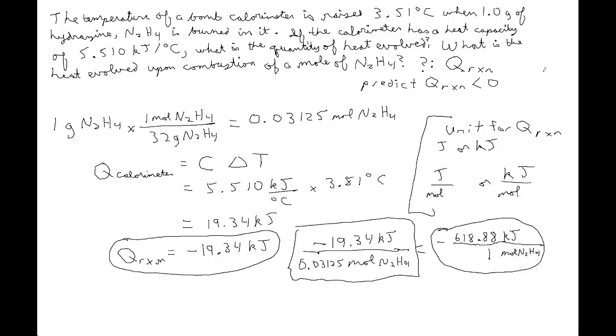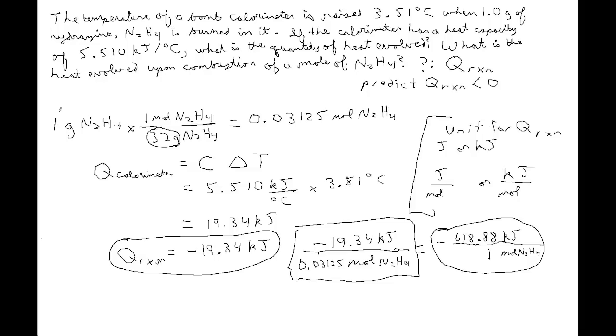For example, let's take a look at this number. 32 grams hydrazine. Is that actual or hypothetical? That's hypothetical. Because do we actually have 32 grams of hydrazine in this problem? No. So this is hypothetical. This is how much hydrazine you would hypothetically have if you had 1 mole of hydrazine.